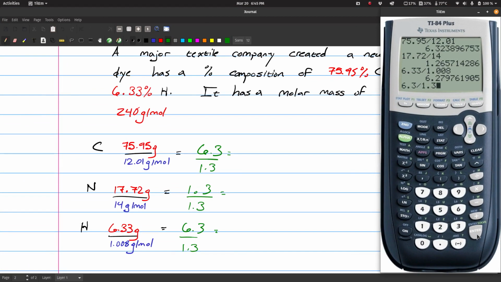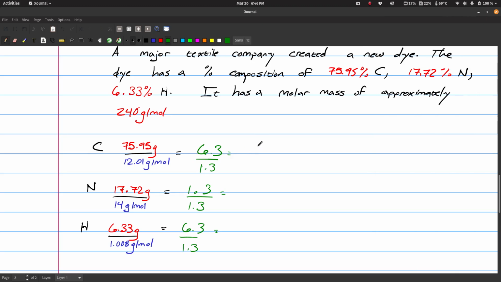So it's about 4.8, it's about 5. Let's see, if I use the actual numbers, probably be a little bit better. So we have 6.33 divided by 1.27. It'll be a little closer, but it's about 5. But anyways, so we have 5 and 5, and this is 1. So looking at this, we're going to have an empirical formula of C5H5N.